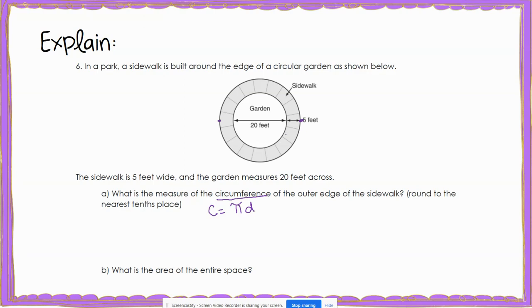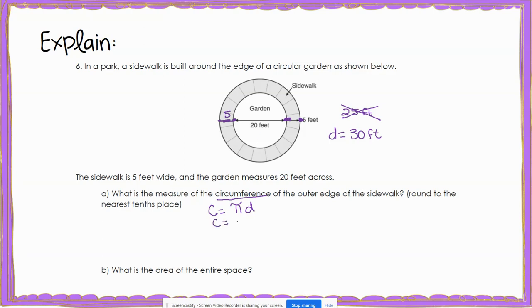The biggest mistake that people make is to say that this measurement is 25 feet, but that is wrong because the distance from here to here is 20 feet, and then the distance from here to here is 5 feet. But we are forgetting about this piece right here. This piece is also 5 feet, which means that the total distance across this circle is 5 plus 20 plus 5. So that means that the diameter for the whole circle is 30 feet. And that's what we need to plug into our formula.